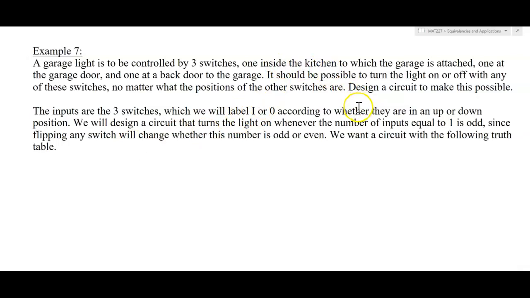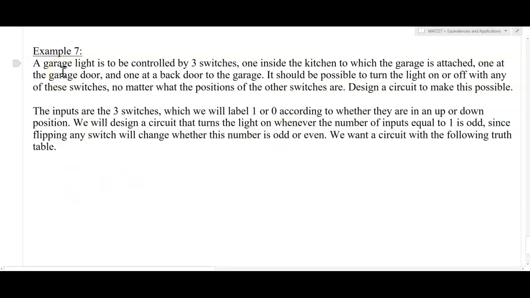In our last example, a garage light is to be controlled by 3 switches, one inside the kitchen to which the garage is attached, one at the garage door, and one at the back door to the garage. It should be possible to turn the light on or off with any of these switches, no matter what the position of the other switches are. Design a circuit to make this possible. So the 3 inputs are the 3 switches, which we will label 1 or 0, according to whether they are in the up or down position. We will design a circuit that turns the light on whenever the number of inputs equal to 1 is odd, since flipping any switch will change whether this number is odd or even. We want a circuit with the following truth table.